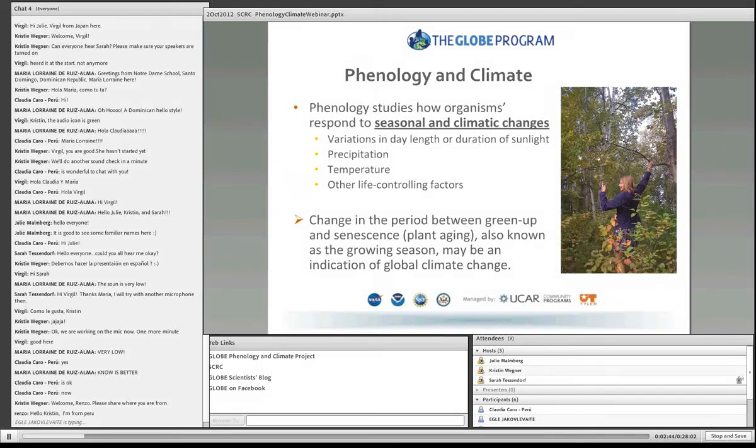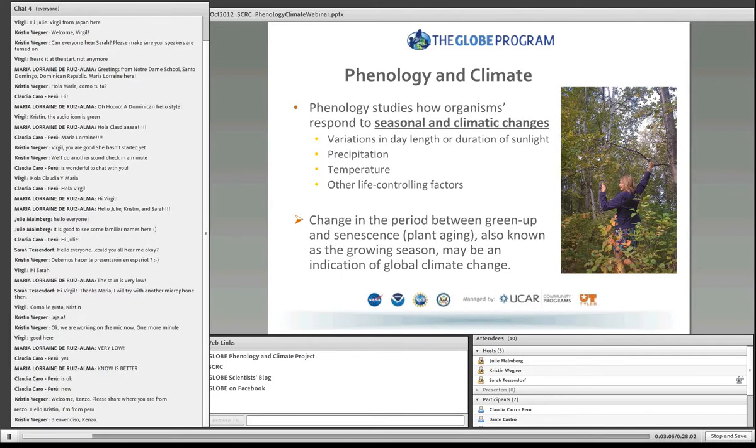So how does phenology relate to climate? Well, by the definition that I just mentioned, phenology studies how organisms respond to seasonal and climatic changes. So things like variations in day length or the duration of sunlight, the amount and timing of precipitation, the temperature, and other life-controlling factors. Those are all climate factors that affect living things. And so that's how important phenology is to climate, because climate really impacts phenology and life cycles.